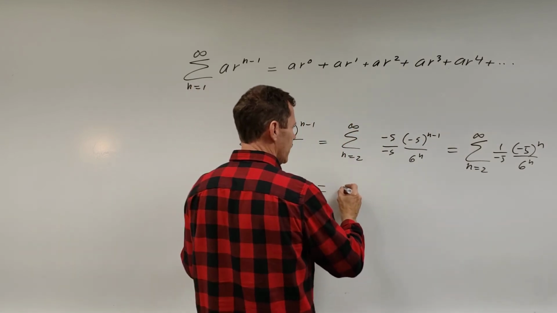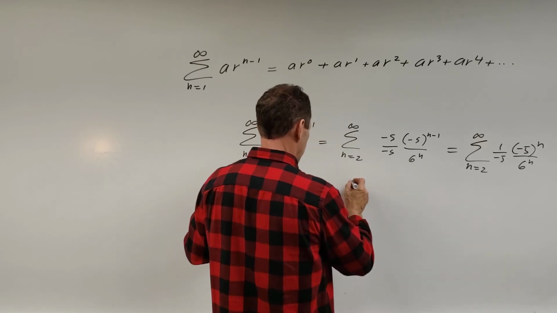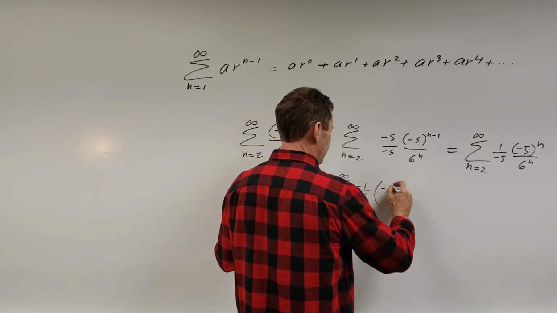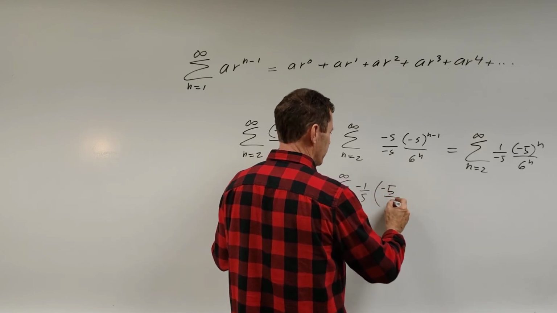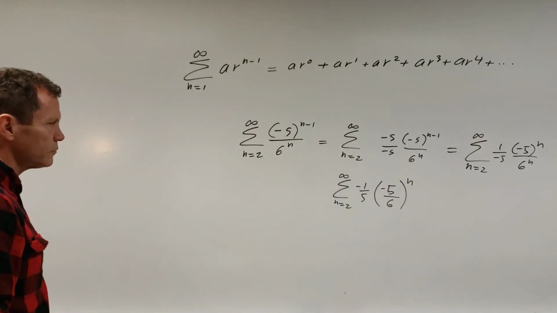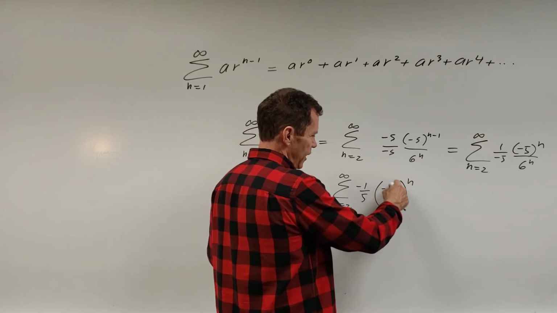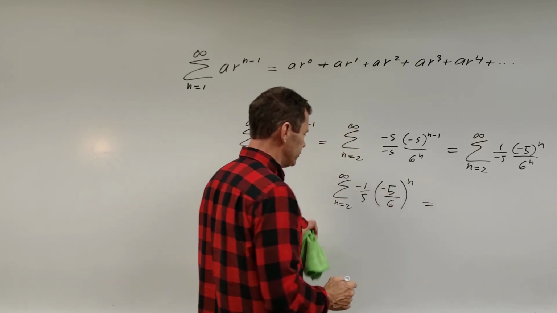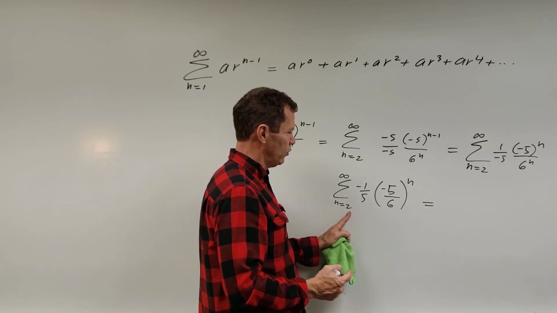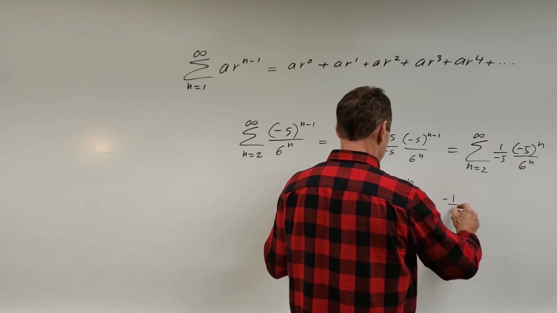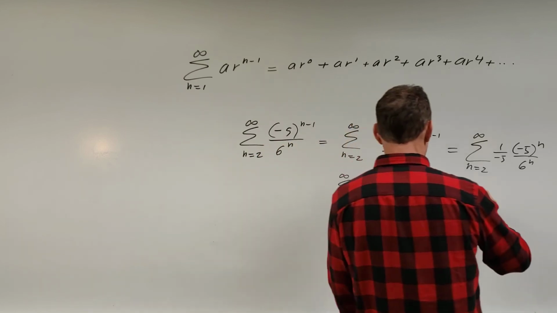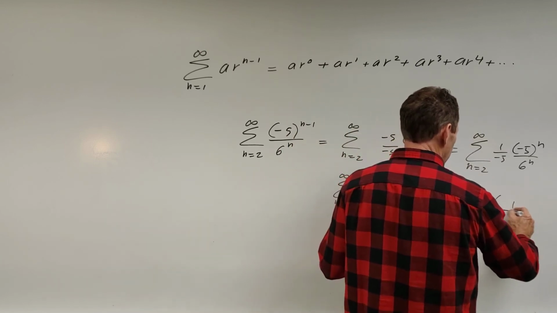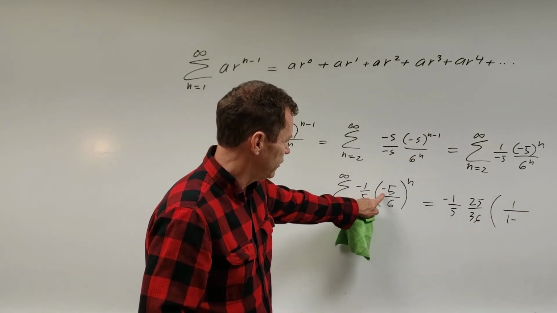So I'll rewrite that one more time, and I get negative 1/5 summation n equals 2 to infinity of negative 5 over 6 to the n. Now, when you're doing these, if the ratio, the part that's raised to the n, is smaller than 1 in absolute values, it will converge. And it'll converge to the first term. What's the first term? I'm going to stick in a 2. So when n equals 2, what are we going to get? Negative 1/5. Stick in a 2, that's going to be 25 over 36 times 1 over 1 minus r. Well, what's r? r is negative 5/6.